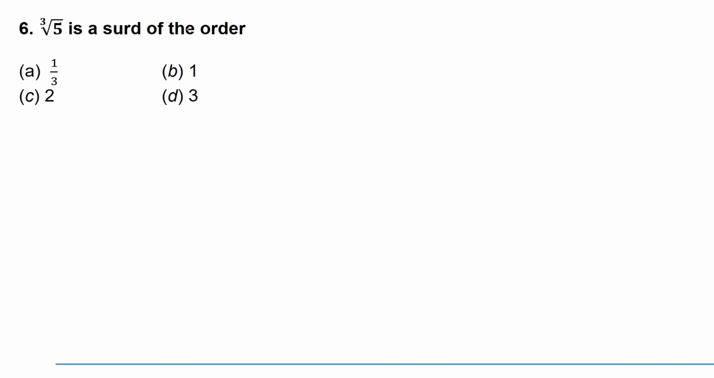Cube root of 5 is a surd of the order... So nth root of a is a surd of order n. Therefore, in this case, the order is 3. Option D.